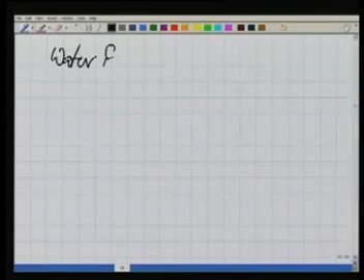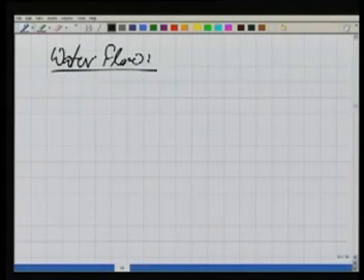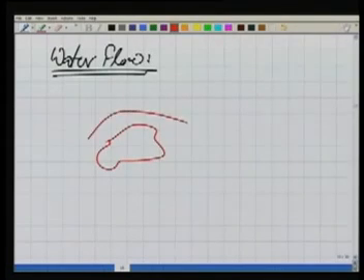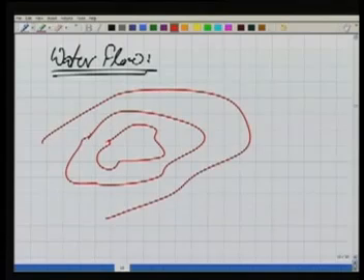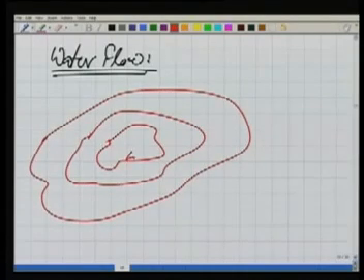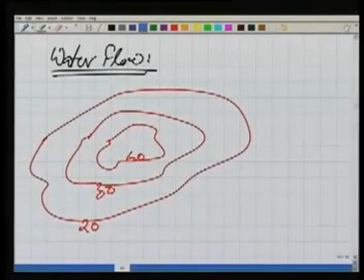Now some more things we should look at. This is about water flow: how the water will flow in a given contour map. For example, if we have a contour map like this, with 40, 30 and 20, we can easily make out that this is a contour map for a hill. If a water drop is kept here, where would it go?